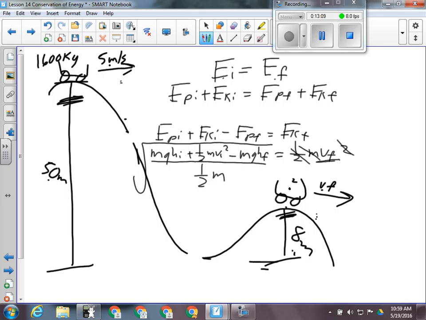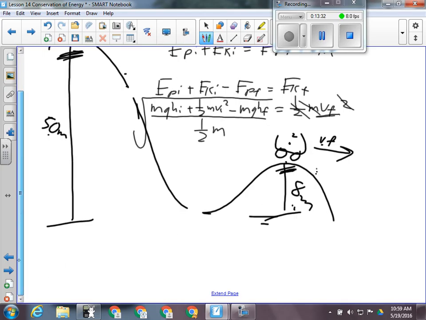If at this point I wanted to, could I cancel off all the M's? I actually could at this point cancel all the M's because M is part of every term. Because it's part of every term, I can get rid of it. If you're not comfortable with that, leave it in. It won't make any difference mathematically to the answer. It's just more stuff to punch into your calculator.